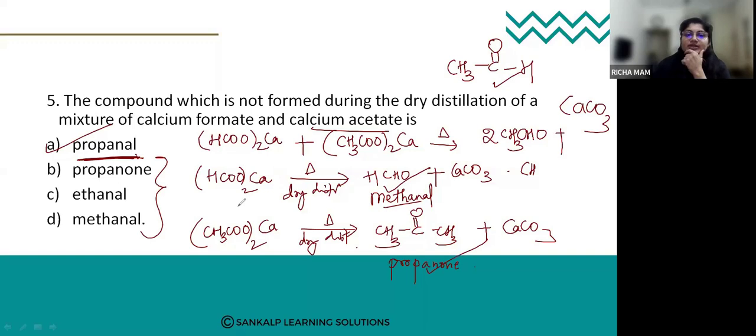So when we did separate distillation of calcium formate, I got methanol. When I did distillation of calcium acetate, I got propanol. When I did the mixture of both, calcium formate and calcium acetate, I got ethanol. They have asked what is not formed, so it is propanol. Propanol is not formed, option number A. The rest of the products are formed.